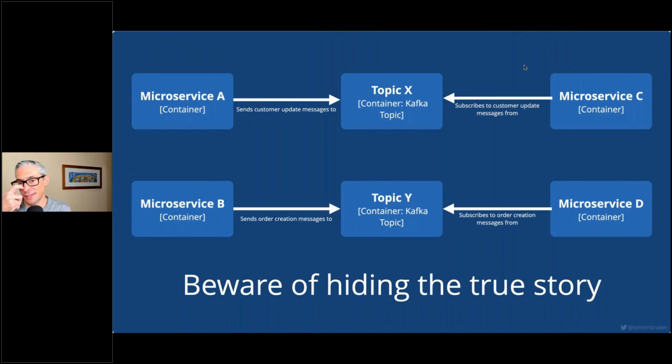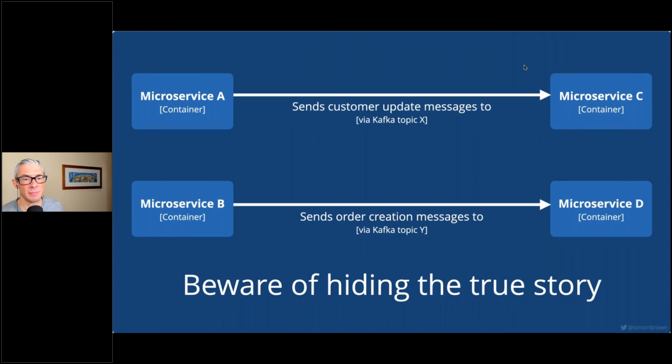One of the other things you might think now is, well, hang on a second, that topic box is just noise. It's not really adding much value. And you're exactly right. So maybe we can just remove the topic box entirely. And now we're linking up A and C, and we're just saying sends customer update messages to via Kafka topic X. So this is a slightly more implicit way of describing the same thing. It's less cluttered. Again, it's all trade-offs. You choose the one that you like the best.